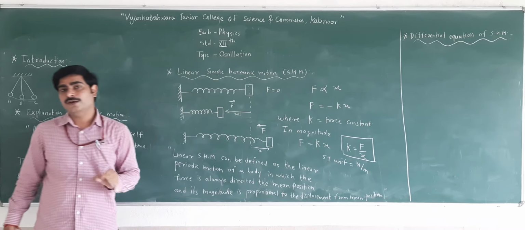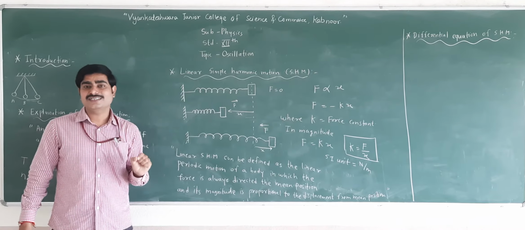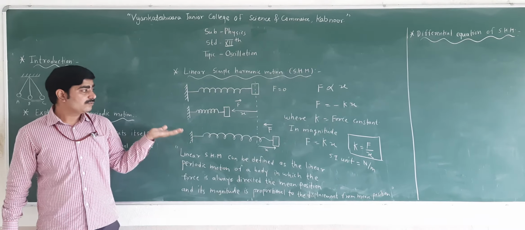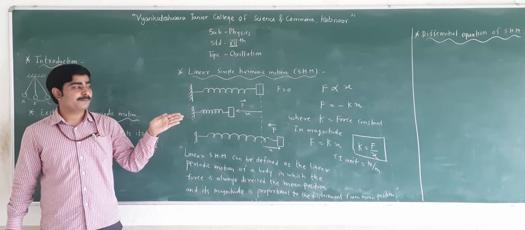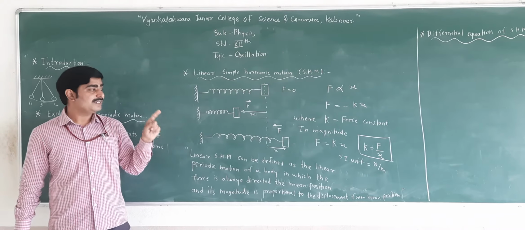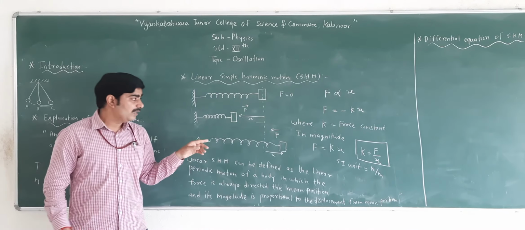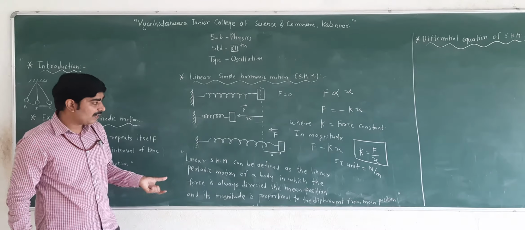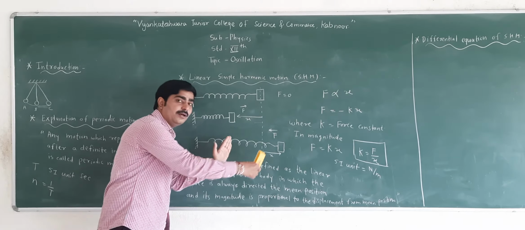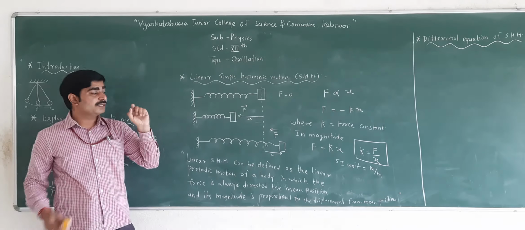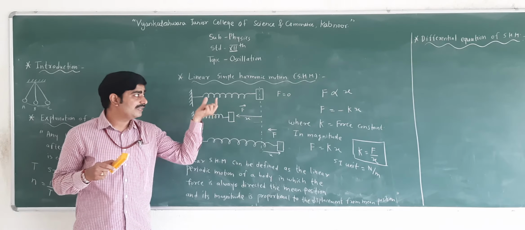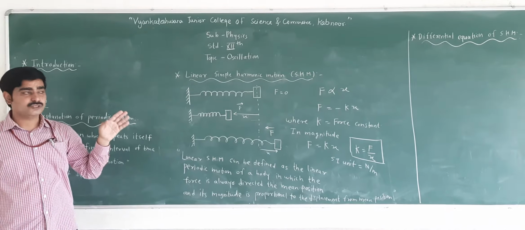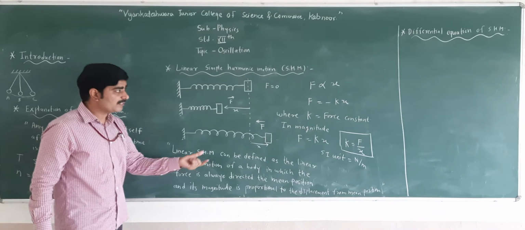So in simple words, we can say the linear SHM can be defined as the periodic motion in which the force is directly proportional to the displacement from its mean position. The direction of the force is towards the mean position, and the displacement is also from the mean position. So the linear SHM is nothing but the oscillatory motion because it is about the mean position.